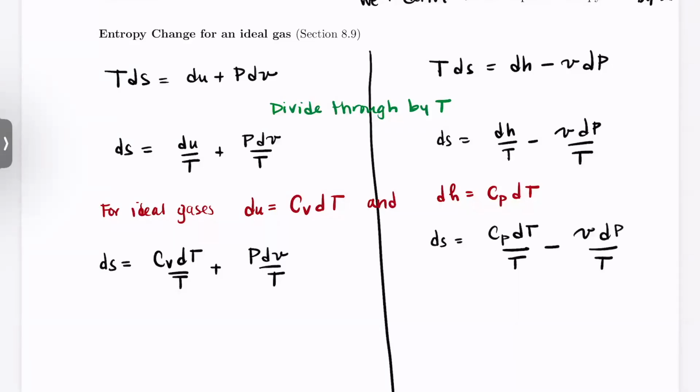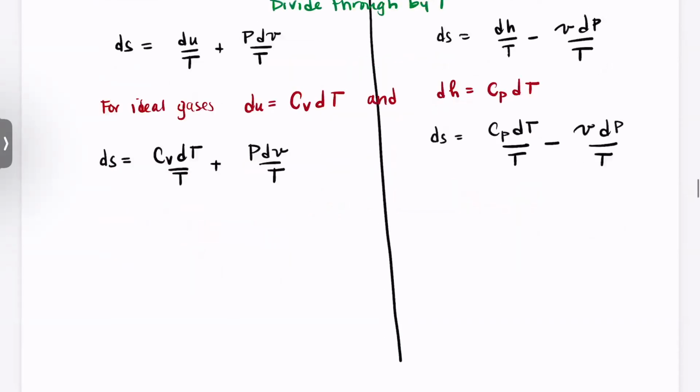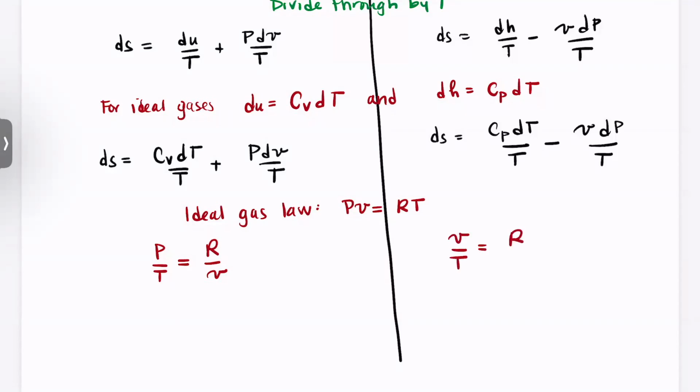So far, so good? All right. We also have the ideal gas law, which states that PV is equal to RT. So I can say that P over T is equal to R over V. And I can also say that V over T is equal to R over P.